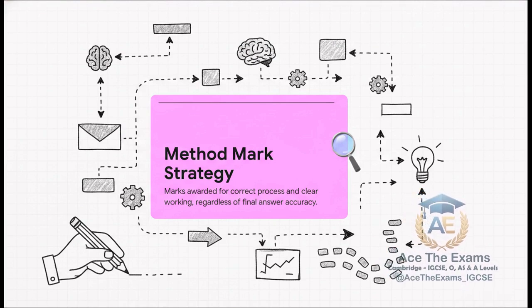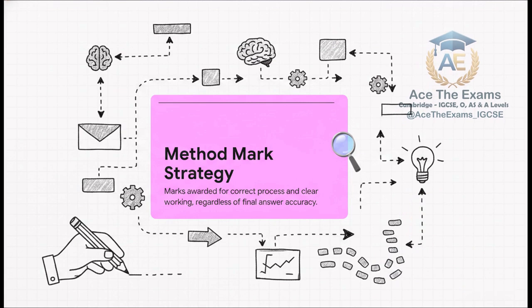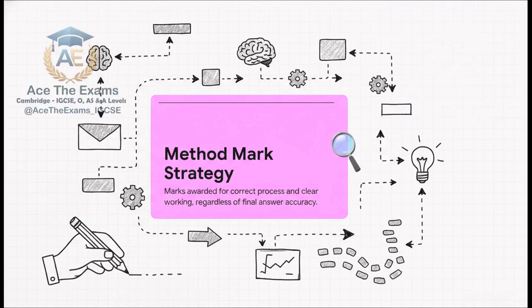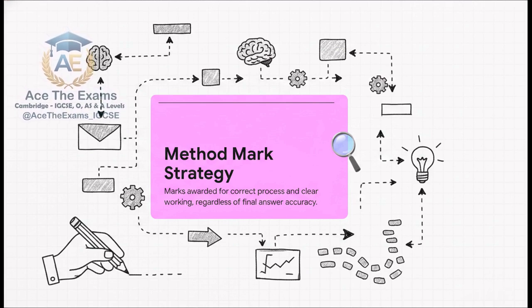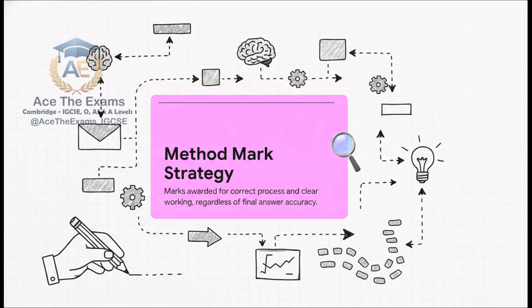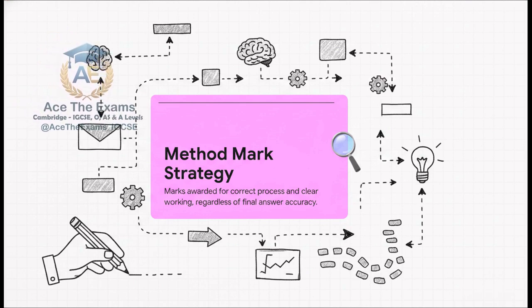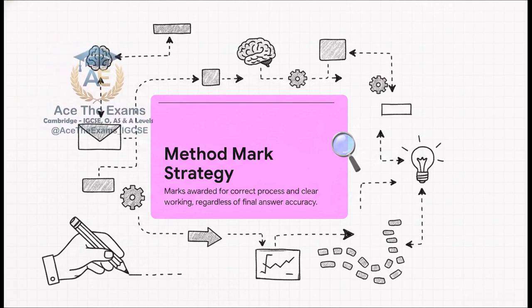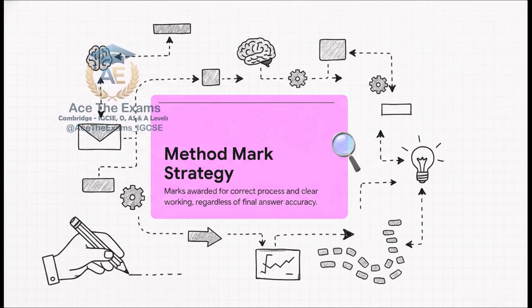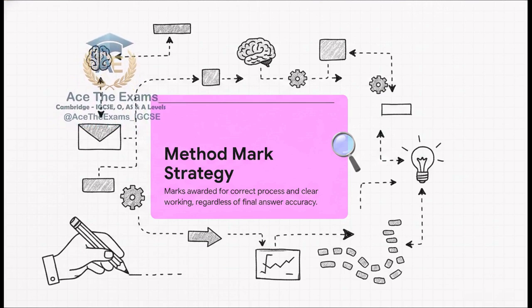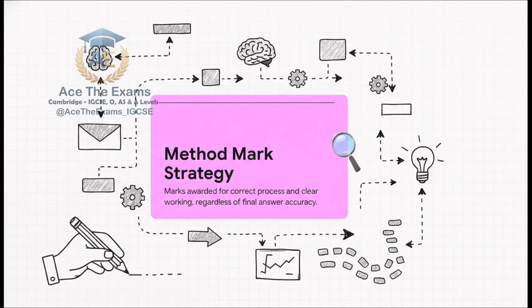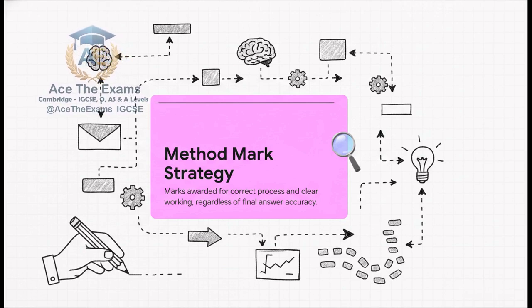This refers to marks that are specifically awarded for demonstrating the correct systematic process and clear working, completely regardless of whether your final answer is 100% accurate. I really want you to think about that paradigm shift for a moment. The process of logical, structured reasoning, the actual cooking process, is valued just as highly as the final output. If you apply the Peel framework and you systematically deconstruct the command words, you are earning method marks every step of the way.